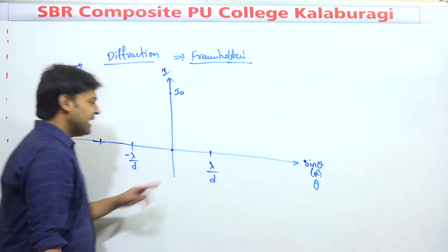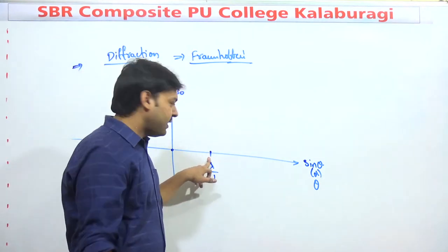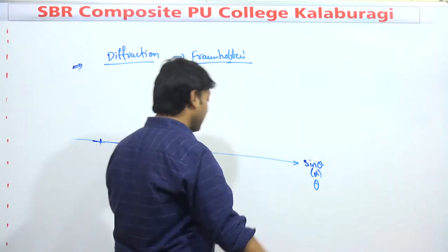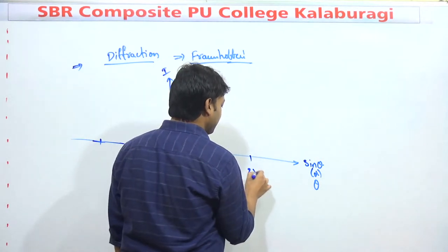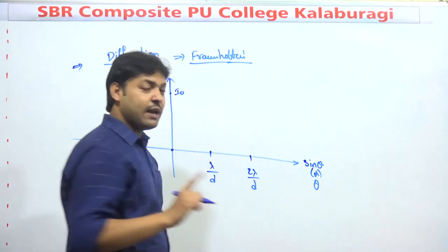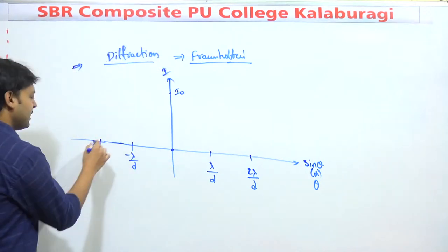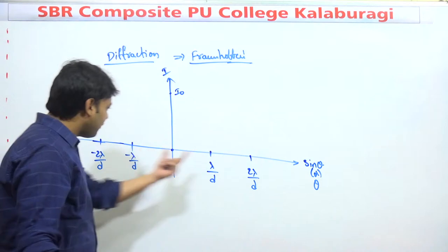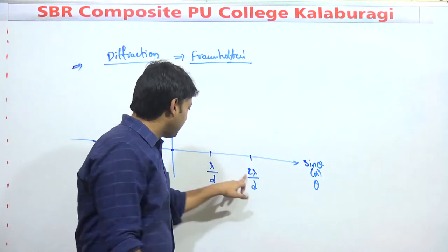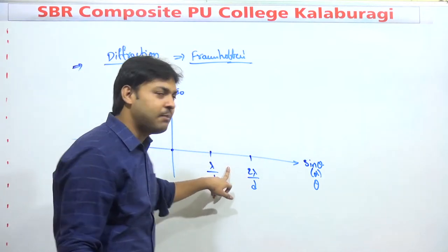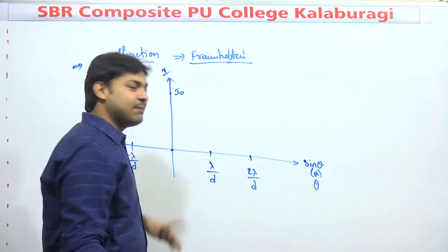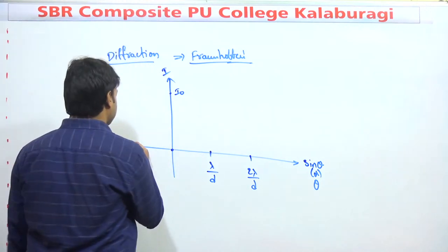Next. After the dark spot, again a bright spot will be there, yes or no? Then again a dark spot will be there, at 2 lambda by d. N lambda by d we already studied. So on the other side it will be minus 2 lambda by d. In between, what will be there? Between lambda and 2 lambda, at 1.5 lambda, and here also 1.5 lambda, that is 3 by 2 lambda, a maximum will be there. So we can draw a curve. See.